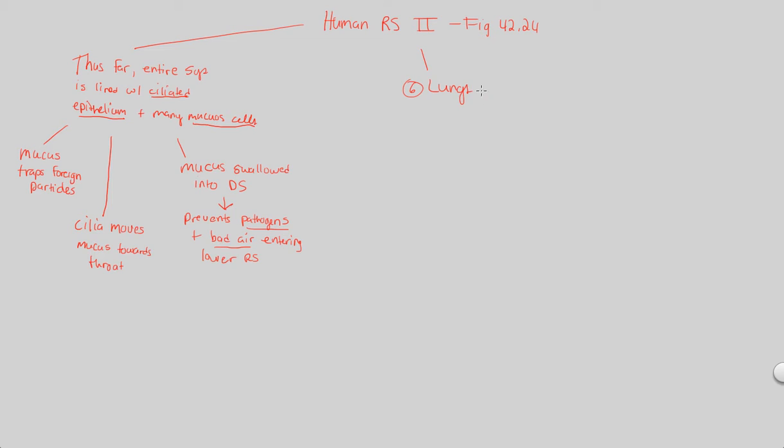Remember, we stated the trachea serves as the pathway from the larynx all the way to the thoracic cavity where the lungs are found. The lungs are arranged in a pair. You have two of them.